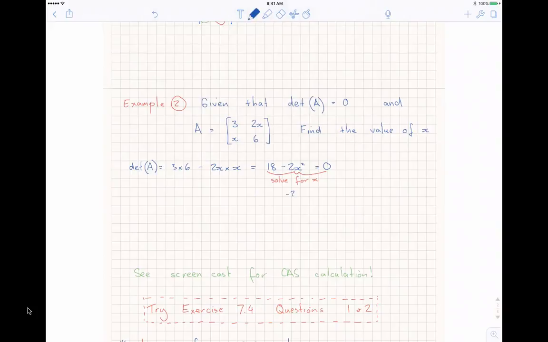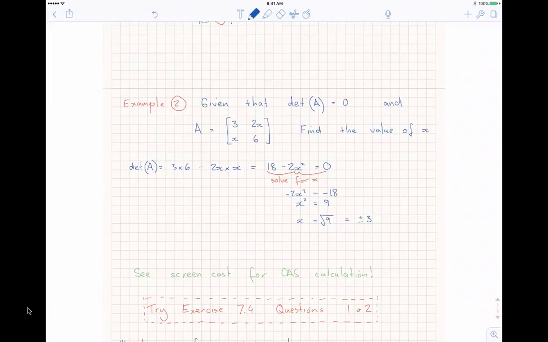So we have minus 2x squared equals minus 18 if we subtract 18 from both sides. Dividing both sides by minus 2 gives us 9. Find the square root of 9. Don't forget the square root has a minus or a positive, so it's plus or minus the square root of 9, which is 3. So we have two solutions or possibilities for x.